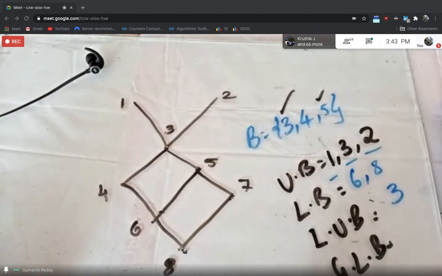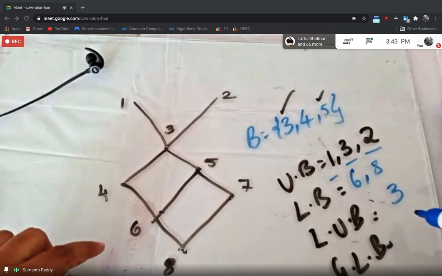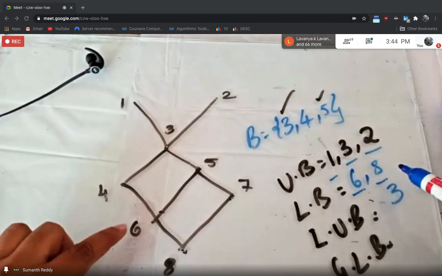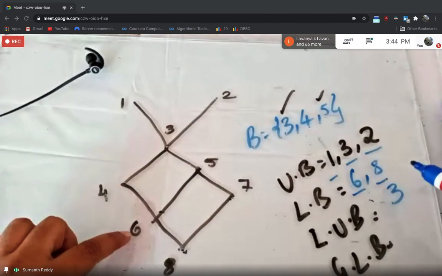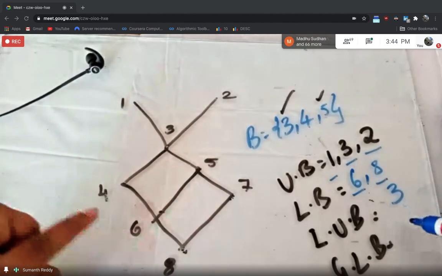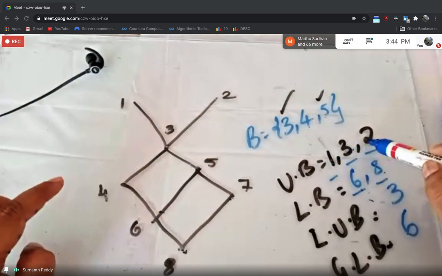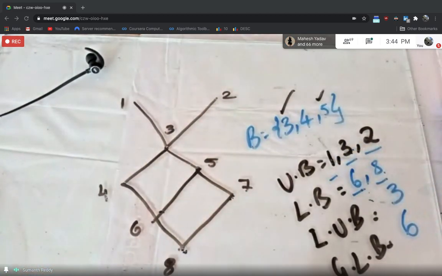I think you also have answered that. Fine. And the greatest lower bound among the lower bound elements, which is 6 and 8, which is the greatest lower bound. So 6 is related to itself and also 6 is related by 8. So the greatest will be 6. Among 6 and 8, 6 is the greatest. Among 1, 3, 2, 3 is the least. Fine. So is it clear, students?